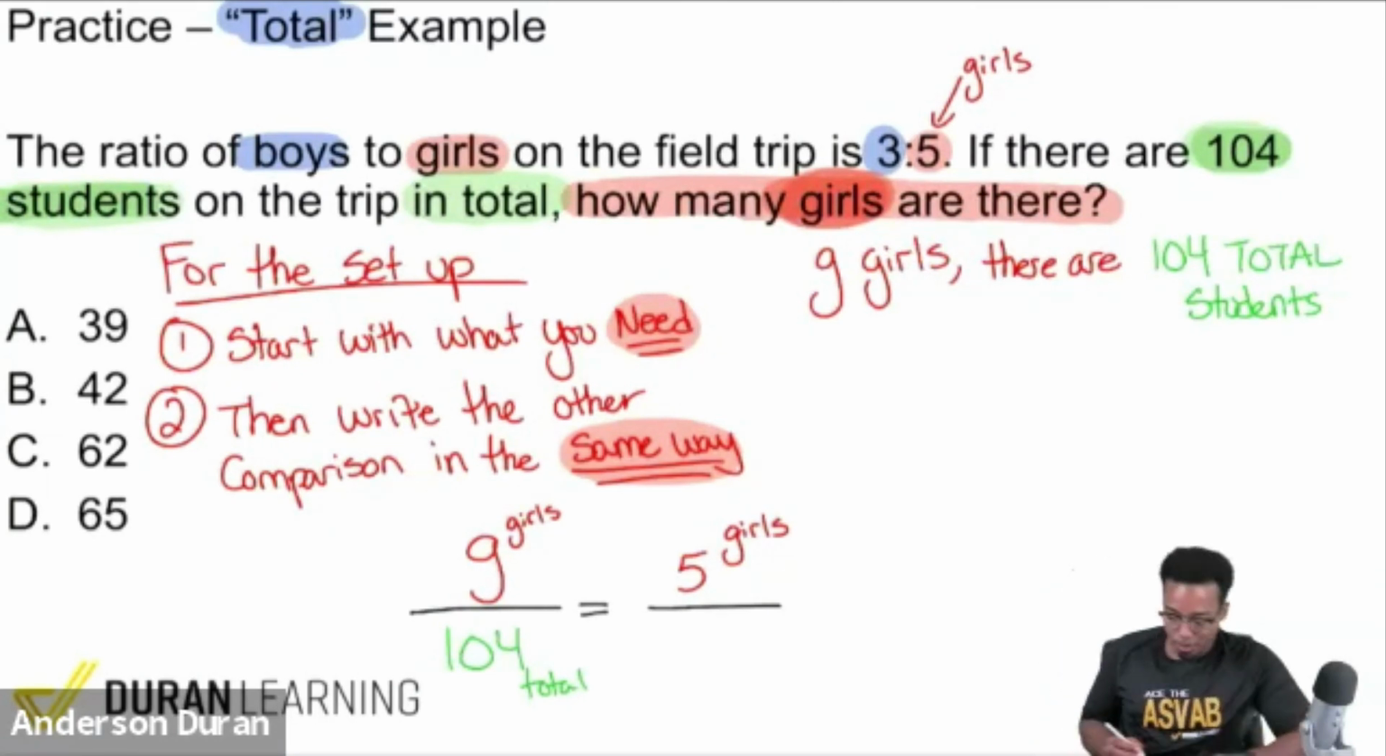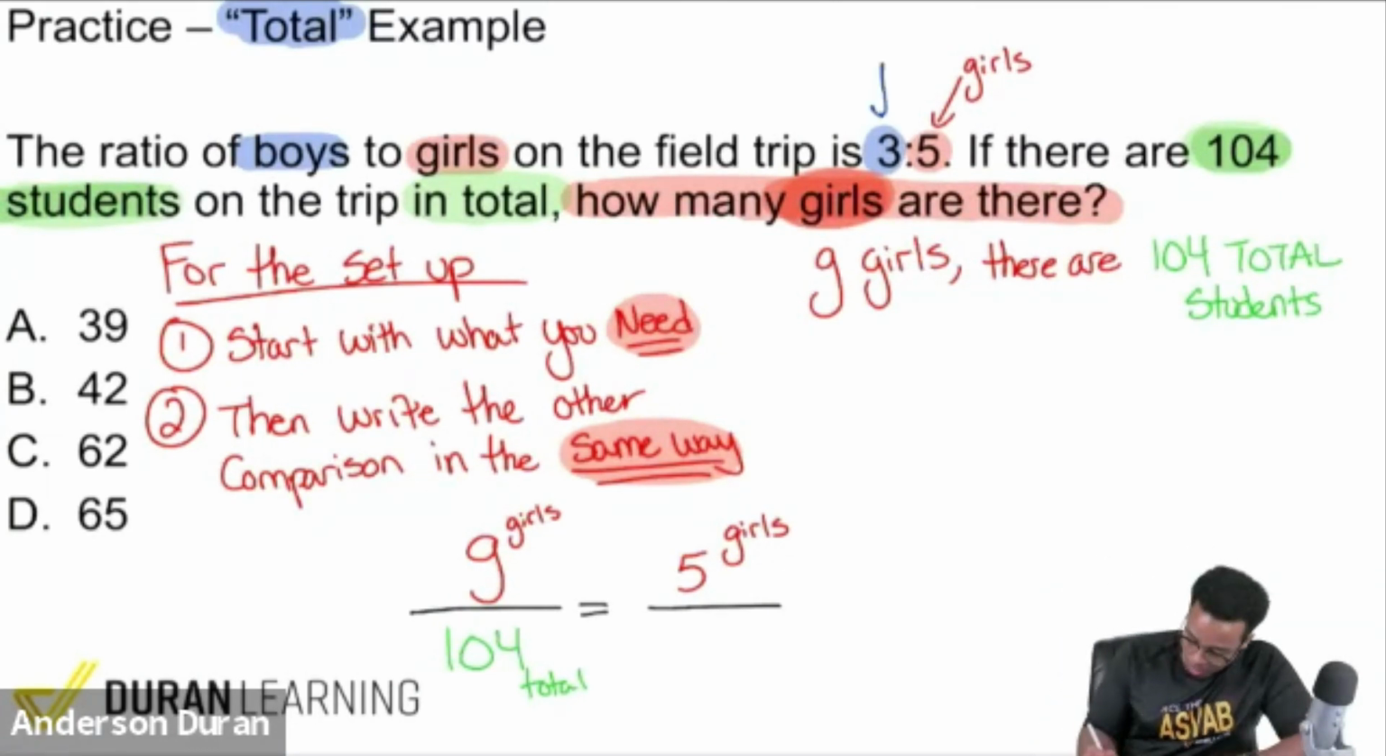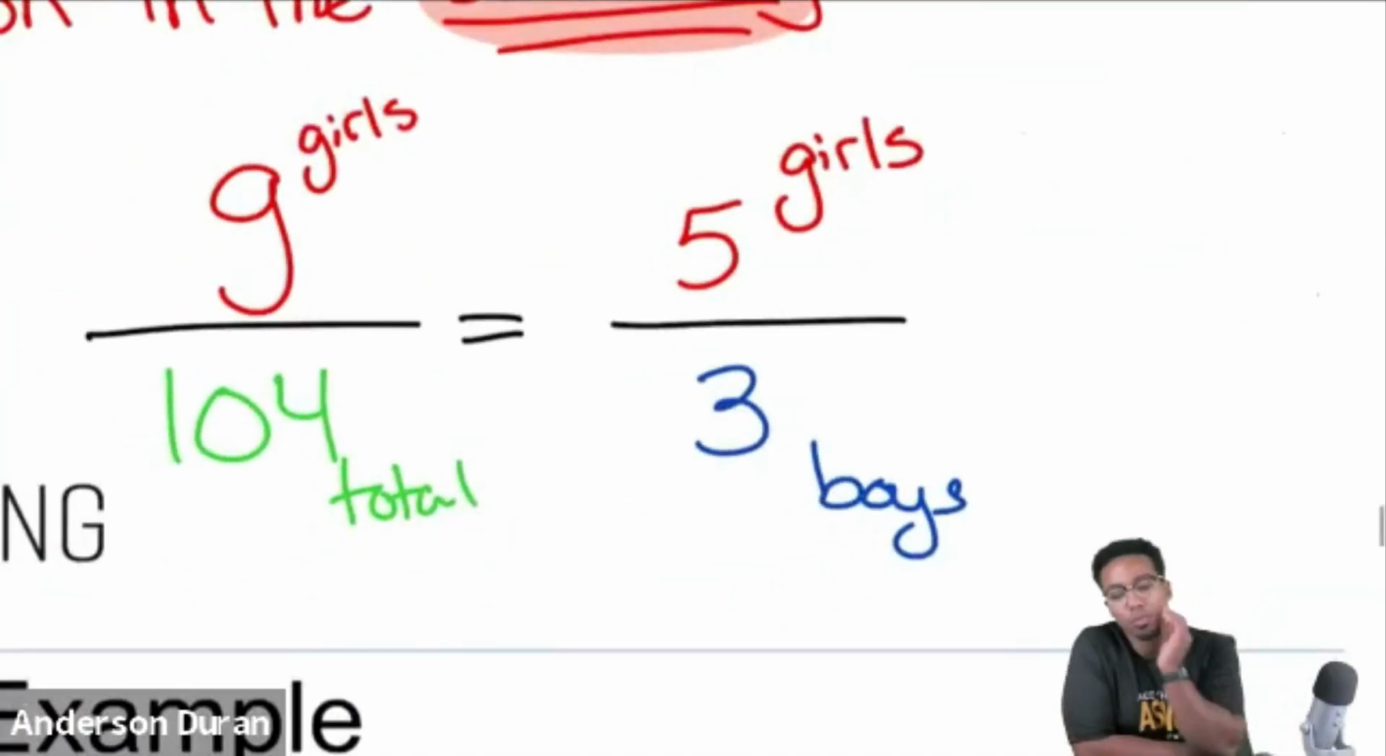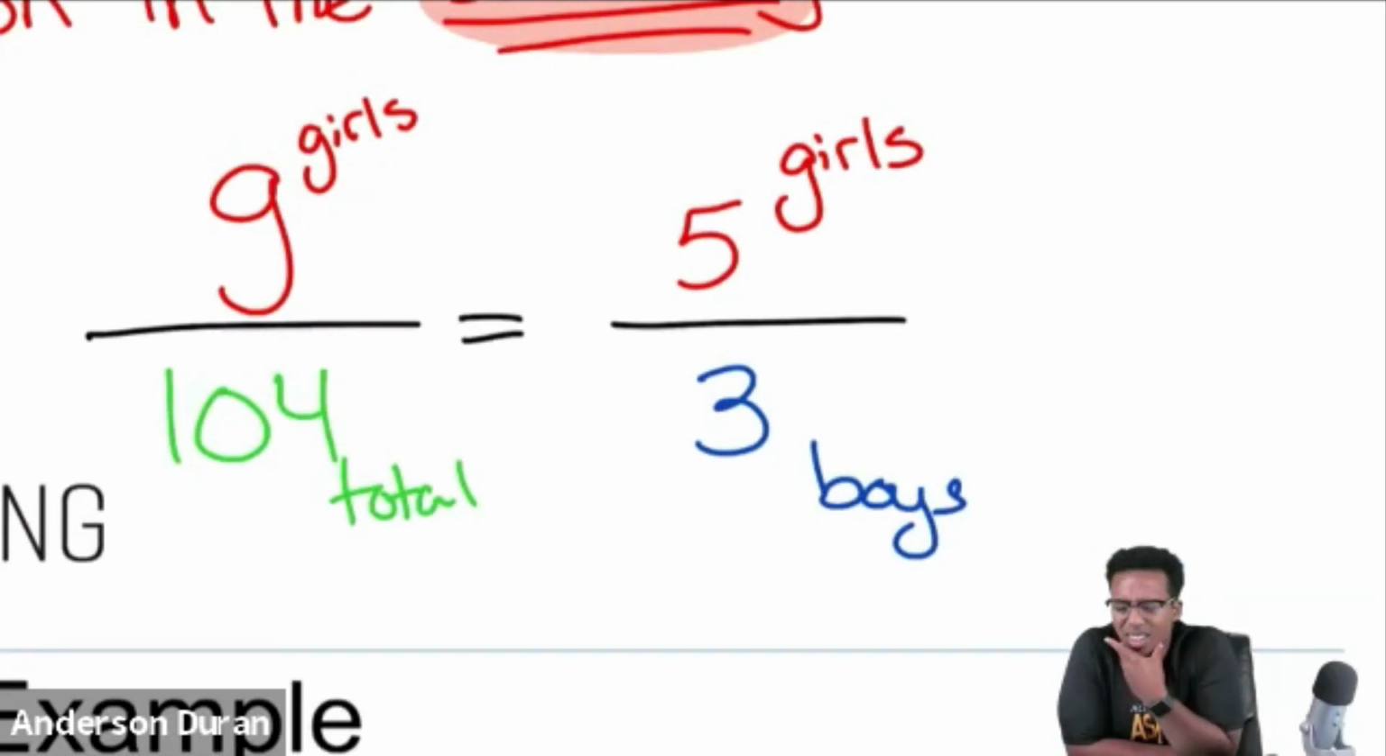Notice how if I were to put 3 for the boys, if I were to use that number right there, everybody look at it. If I put the 3 for the boys, are we comparing the same things in the same way? No, we're not. Take a look there. Look at the colors. The colors don't match up. The top part does, girls and girls. But what about the bottom? We have 104 total and 3 boys? That makes no sense at all. And so because of that, if you use this setup, you would have been wrong, because you're not comparing the same things in the same way.